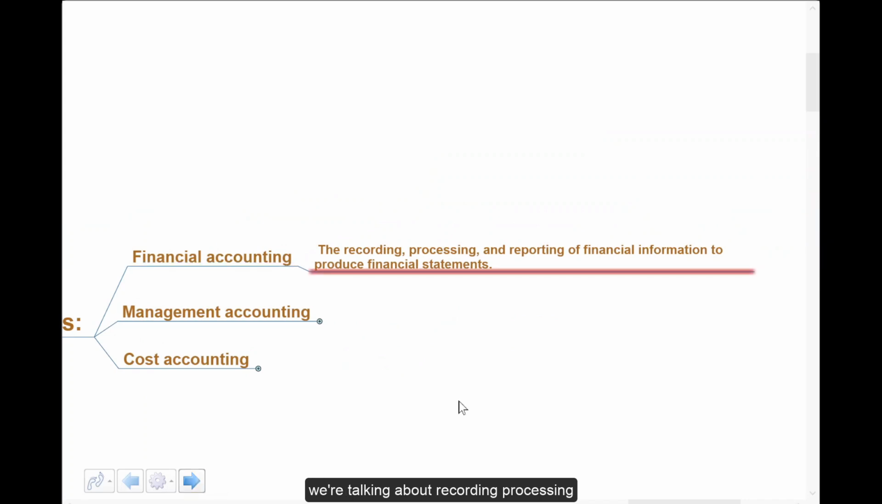So, in essence, we're talking about recording, processing, and reporting of financial information to produce financial statements. So we're really talking externally to the business. We know that any for-profit business has a series of transactions. Those transactions will be recorded and processed in some way in an accounting system. And the aim of that is to produce information in the form of, let's say, a profit and loss account and a balance sheet. Now, there are other areas too, but let's keep it simple just for the moment.